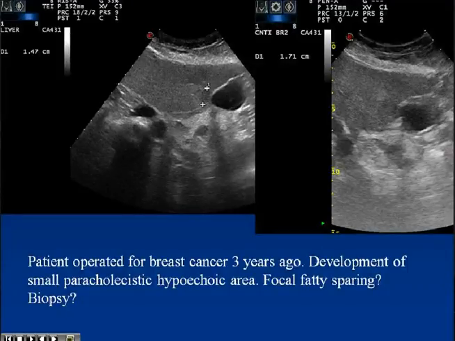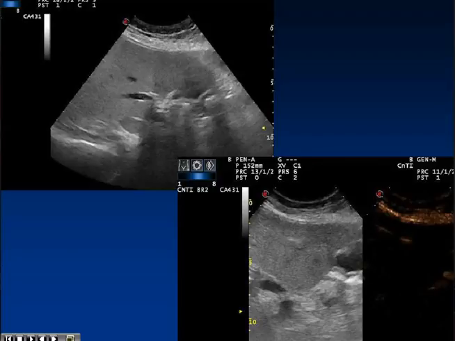This is another recent case, about 3 months ago. A patient operated for breast cancer 3 years before. She was detected with these focal liver lesions that we usually classify as focal fatty sparing. It is near the gallbladder, and in this case we could stop. But she is a cancer patient. So this is a clip. In a cancer patient, it might be more difficult to say that this is a focal fatty sparing. So we prefer to confirm it by CEUS.